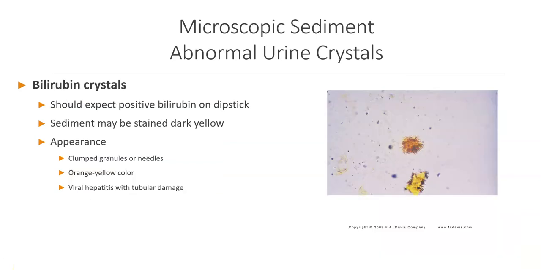Bilirubin crystals are another rare crystal, and what they are is precipitated bilirubin. You should expect a positive bilirubin on the dipstick if these are present. The sediment, when you spin down the urine and see the sediment at the bottom of the tube, may be stained a dark yellow. The appearance of these crystals, they may be clumped granules or needles. They'll have that orange-yellow color, and they're usually present in patients that have viral hepatitis with tubular damage.